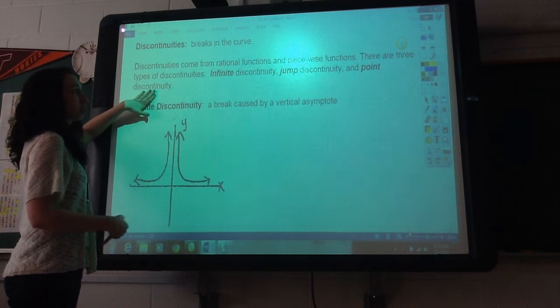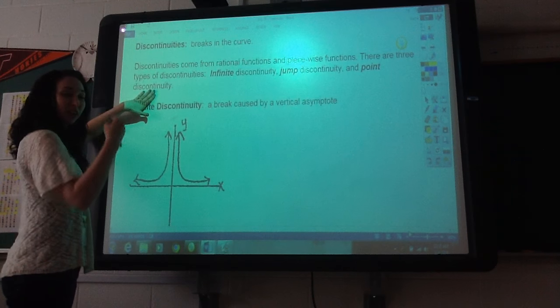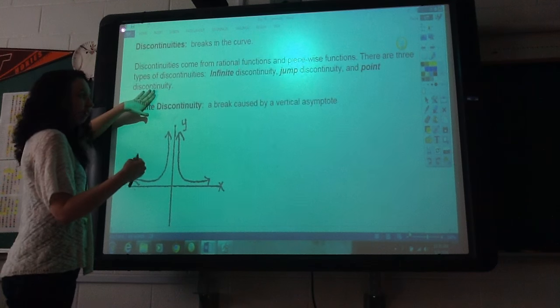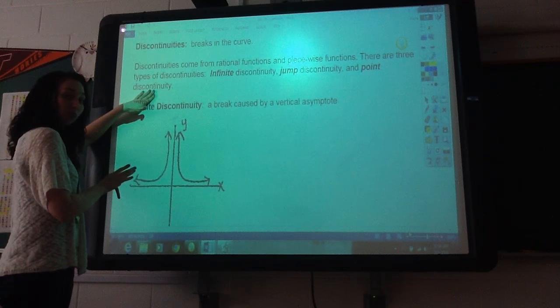Discontinuities come from rational functions and from piecewise functions. Anything where you could end up with an x on the bottom of the fraction, that's where you're going to start seeing some of these. Things that involve asymptotes have discontinuities.